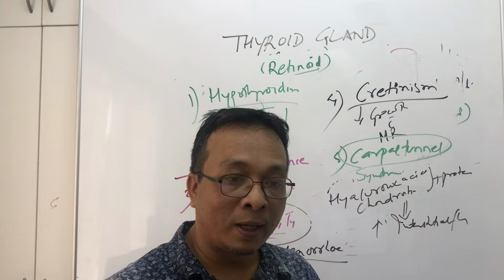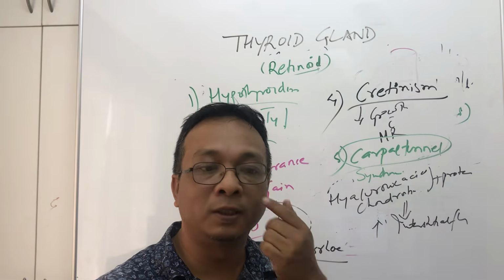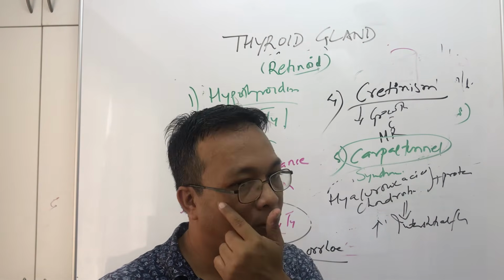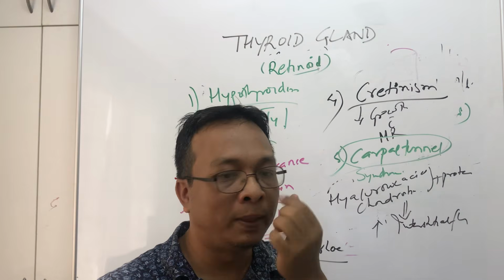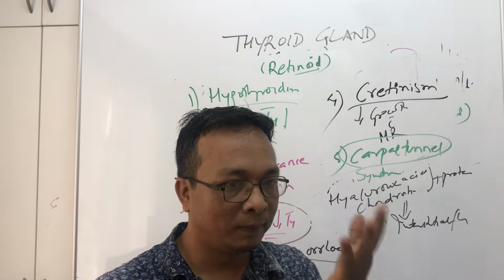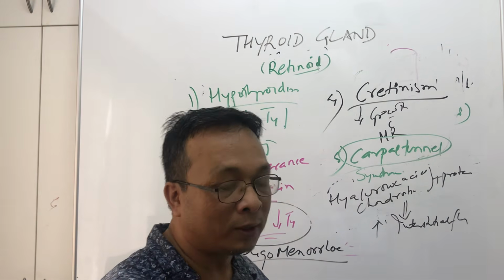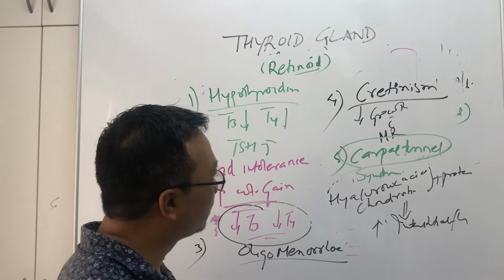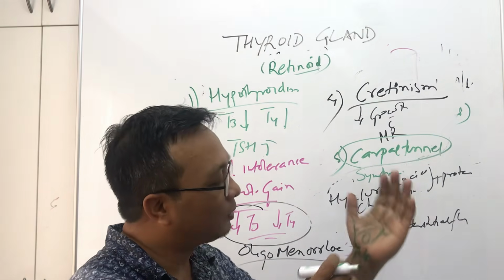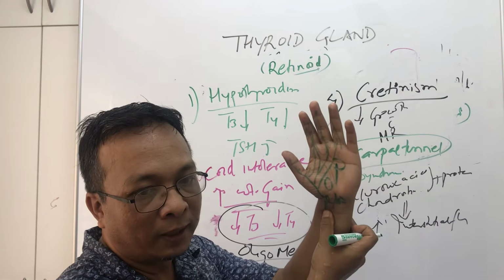Now that is why in hypothyroidism patients, you will see edema on the lower lid. There will be periorbital edema, these baggy eyelids, which you have to distinguish from kidney failure patients also. So because of that edema, sometimes the median nerve will be compressed.